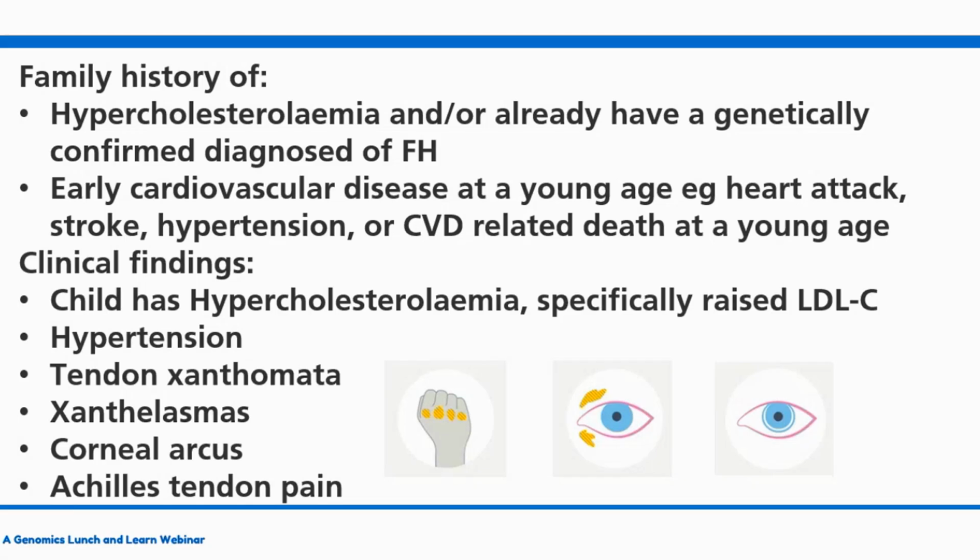The attendant xanthomata, that's swelling to the knuckles or the knees or the joint areas, and that's because cholesterol builds up in those body areas. Xanthelasmas are pale yellow lumps which appear on the tops and the bottoms of the eyelids. A corneal arcus is a pale white ring on the iris of the eye. And then Achilles tendon pain can also be a clinical sign and symptom of FH, and that's just because the cholesterol builds up in all of these body areas.